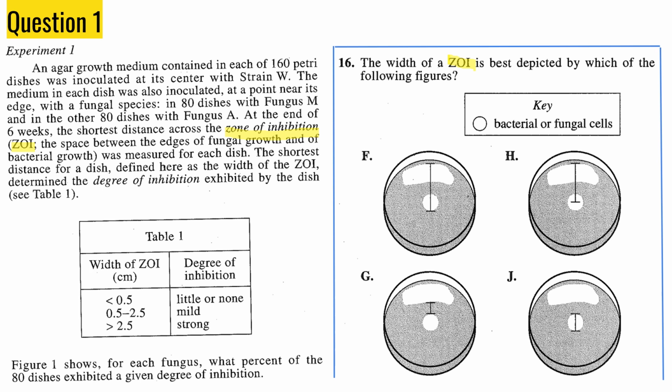All right, so let's go through. So we are looking at the space between the edges of fungal growth and of bacterial growth. So we're looking at this one, not sure, maybe still not sure, but then here, this space right here, this marker, this I here, it shows that space. And it's the only one that is only showing that space. So we're going to go ahead and pick G for our answer. And hopefully you picked G as well. All right, we're going to move on.